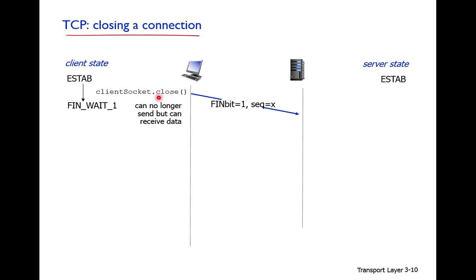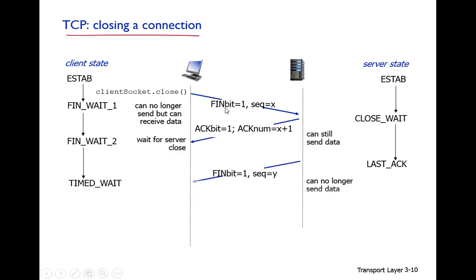So how is the connection closed? Basically the client will call this method, client socket dot close. When the socket dot close method is called, it means that the client wants to close the connection. So this method sends a TCP message, and its fin bit will be on.